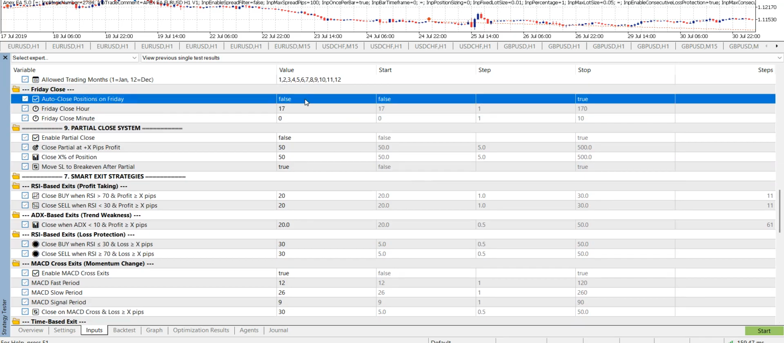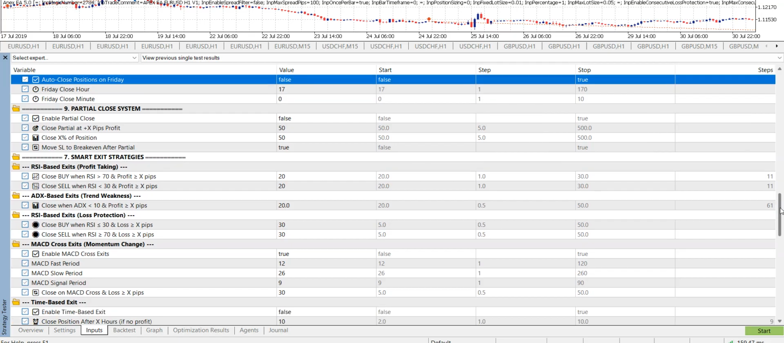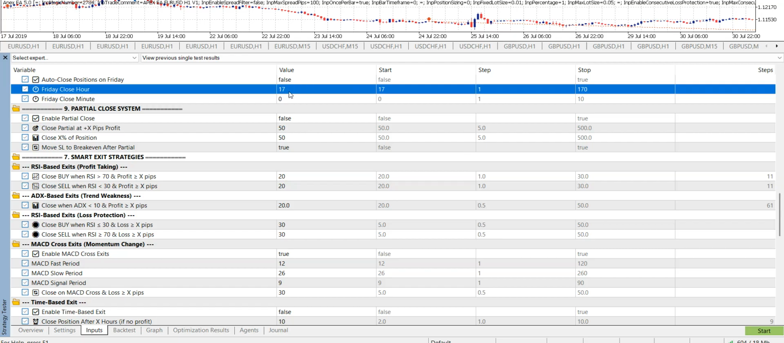Friday close is something that many traders are using. You can use it. It's pretty intuitive what it is doing. It is closing trades on Friday at a certain hour and minute.